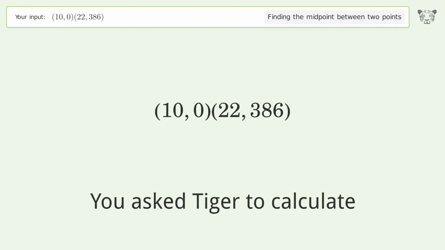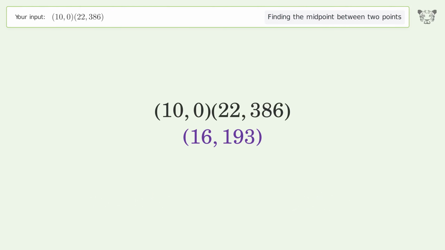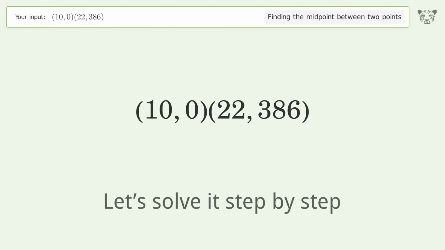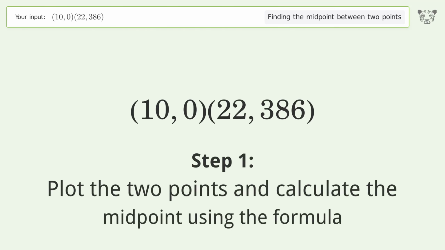You ask Tiger to calculate. This deals with finding the midpoint between 2 points. The midpoint between the 2 points is (16, 193). Let's solve it step by step. Plot the 2 points and calculate the midpoint using the formula.